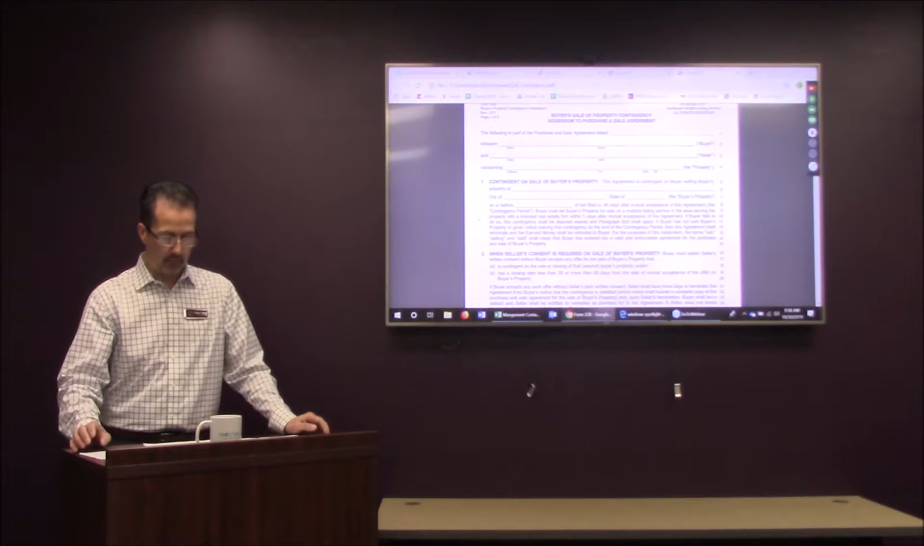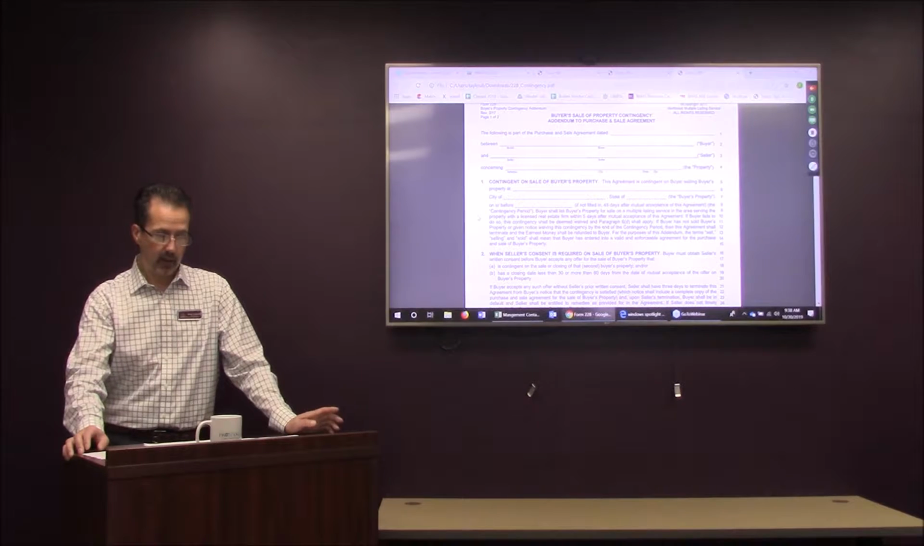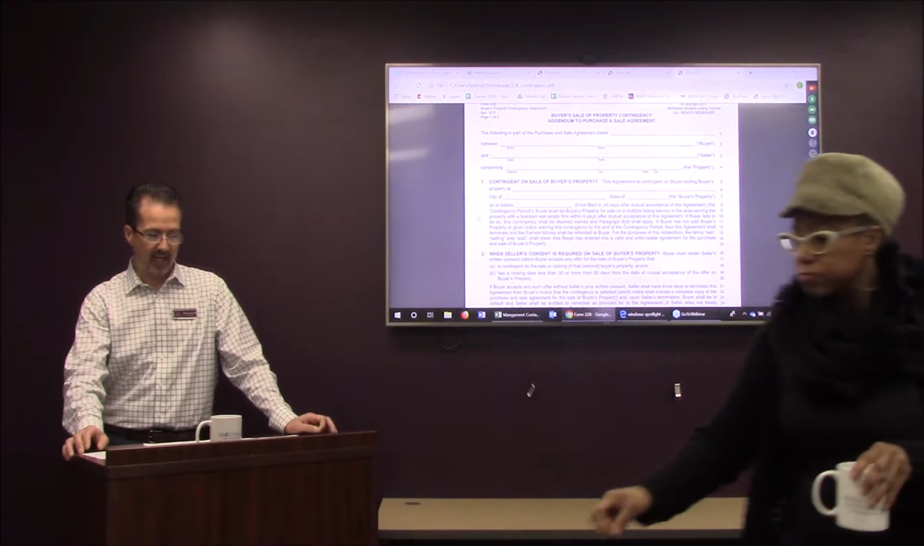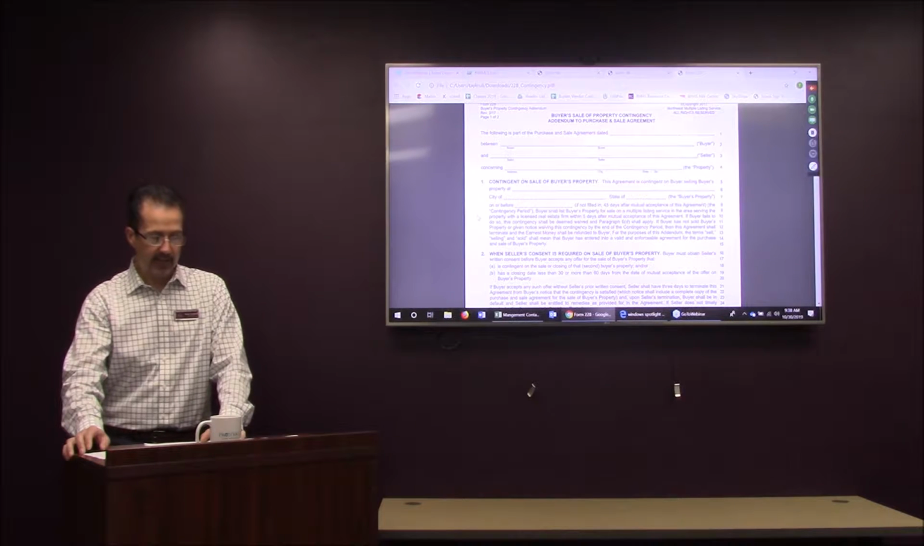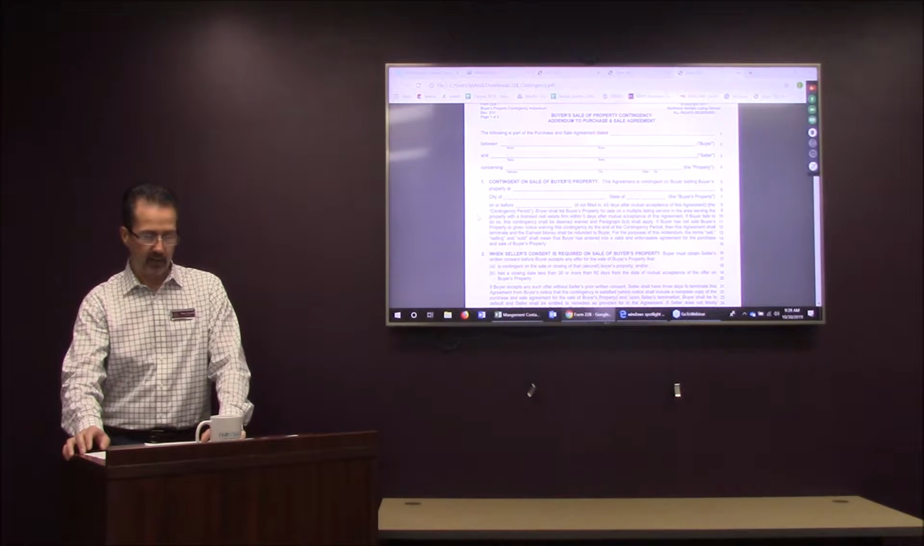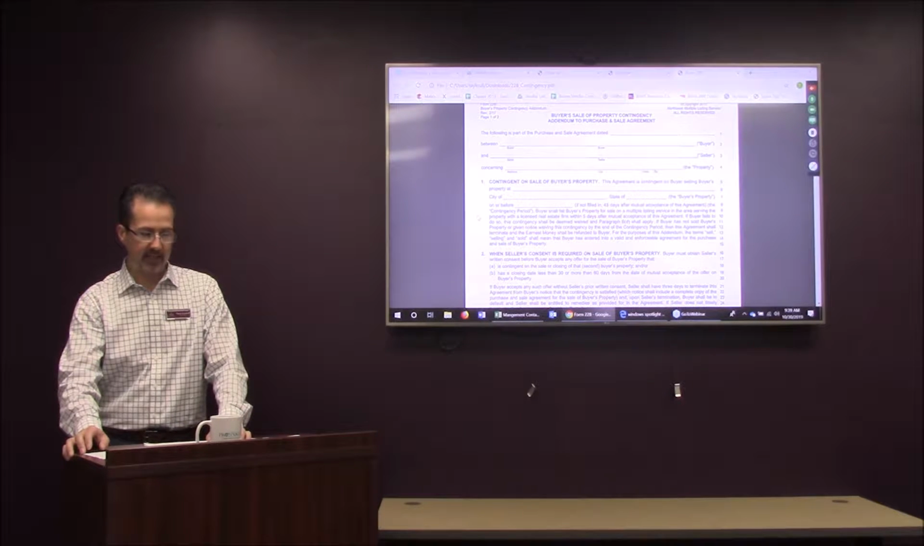Section 2. When seller's consent is required on sale of buyer's property, buyer must obtain seller's written consent before buyer accepts any offer for the sale of buyer's property that A, is contingent on the sale closing of that second buyer's property, and or B, has a closing date less than 30 or more than 60 days from the date of mutual acceptance of the offer on buyer's property.